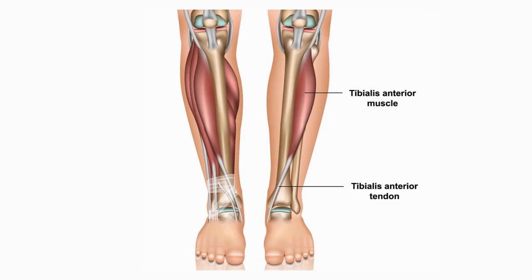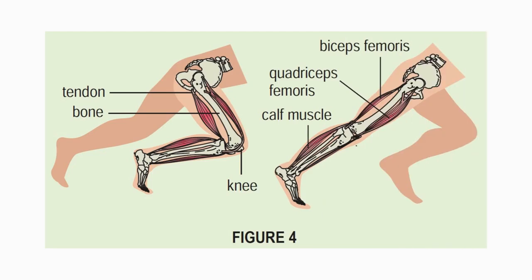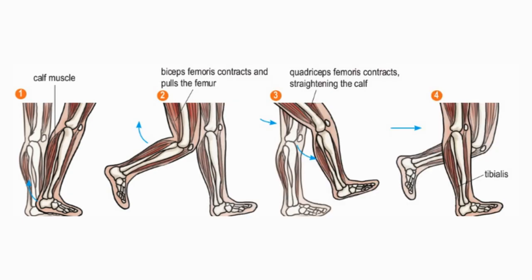Next is the tibialis, which is located at the front part of your legs. The difference between calf muscles and tibialis is their positioning. Calf muscles is at the back, whereas tibialis is at the front. And that concept also applies to biceps and quadriceps femoris. That's about it.